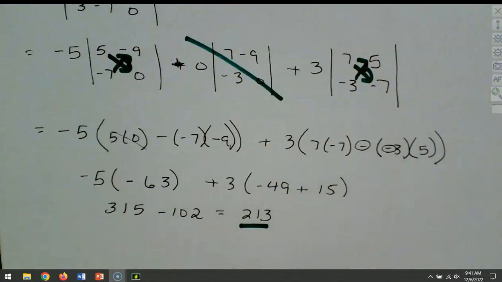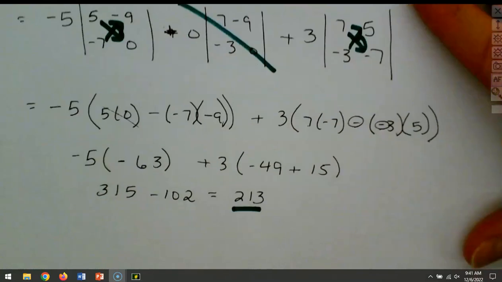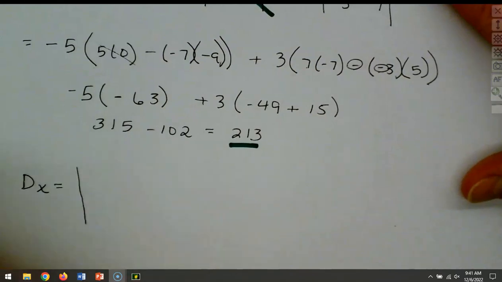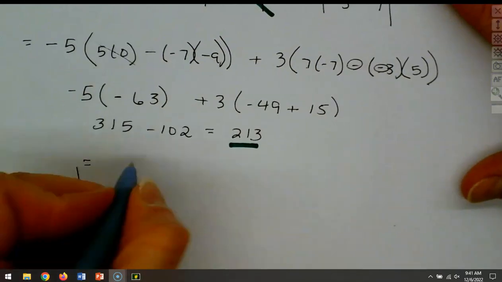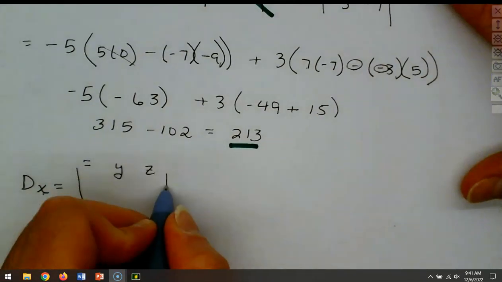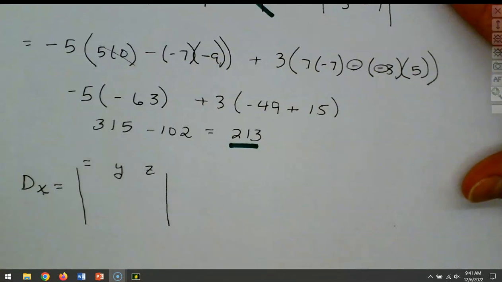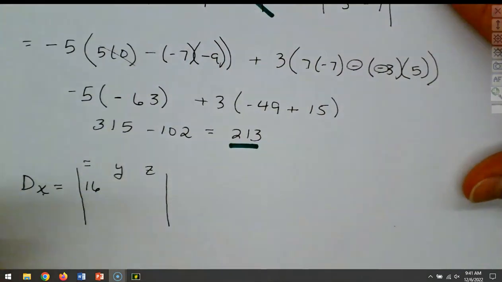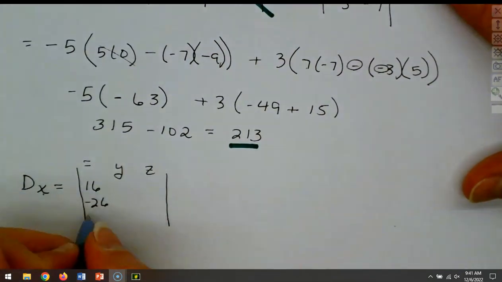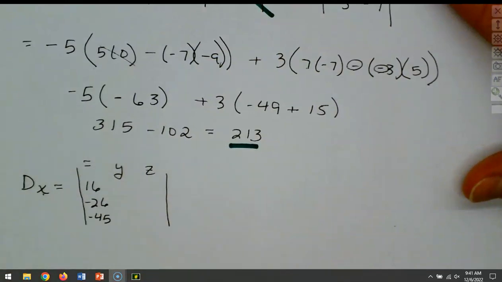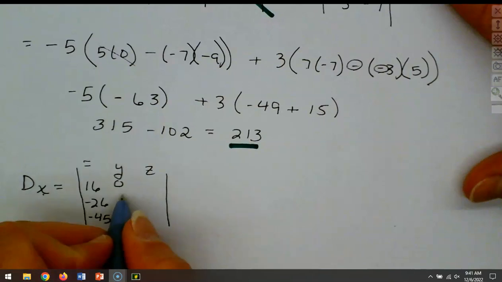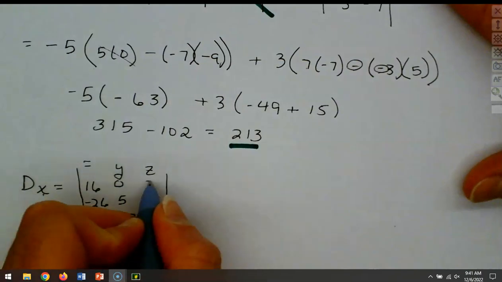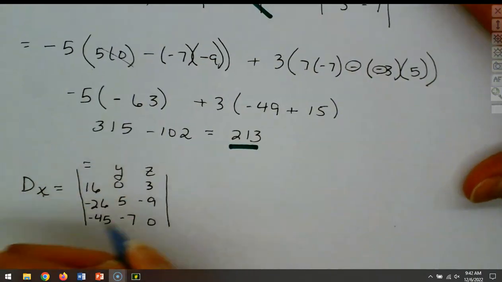Okay, so next part, that's our D. So we've got our D. Next part, we'll do dx. And what is dx? Well, for dx, we replace the x column with the numbers on the equal sign, and then we need the y, and then we need the z again. So if I go back up and look, replace that negative 5 with a 16, a minus 26, and a minus 45. Then we've got y, which is 0, 5, and negative 7. And we've got z, which is 3, negative 9, and 0.